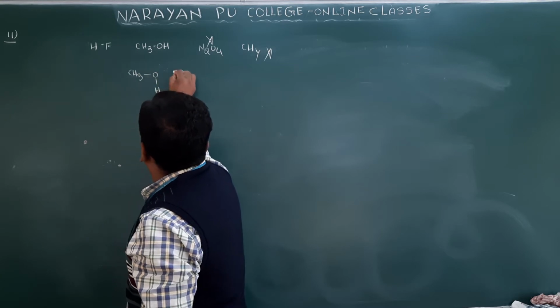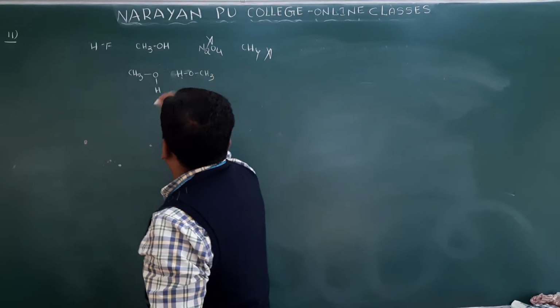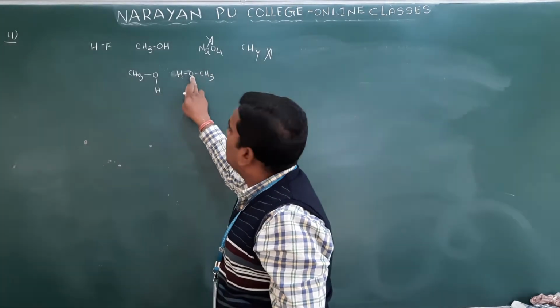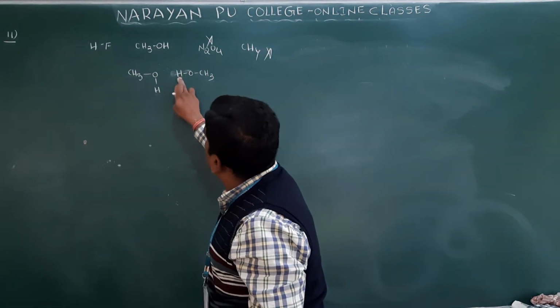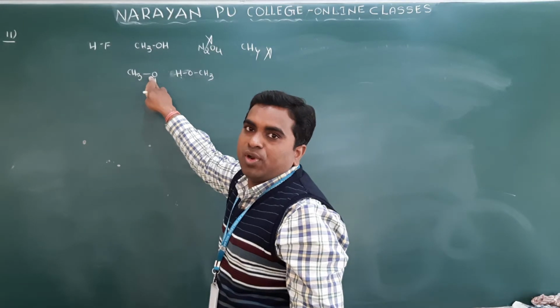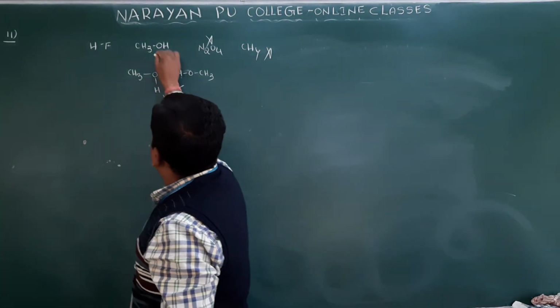If I write another molecule here, the same molecule, intermolecular hydrogen bonding: if you take this hydrogen attached to a highly electronegative atom, it can participate. It will form hydrogen bonding with a highly electronegative atom like oxygen, fluorine, and nitrogen. So there is a chance of hydrogen bonding.